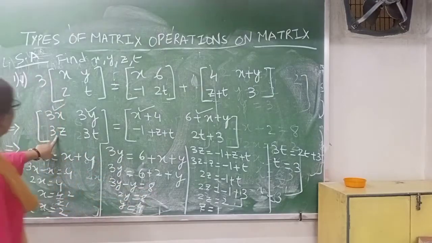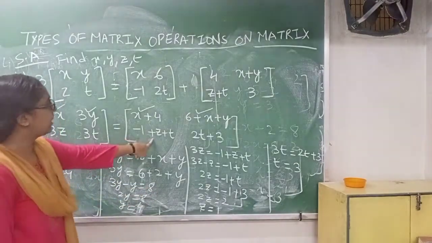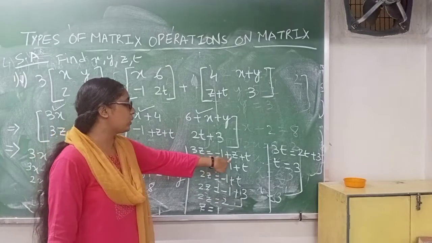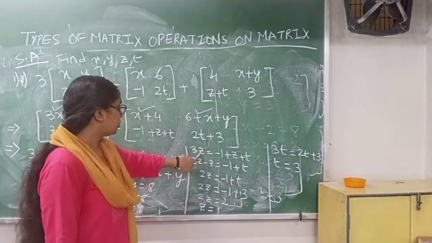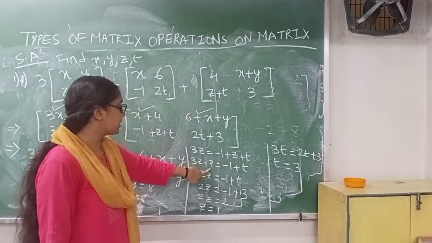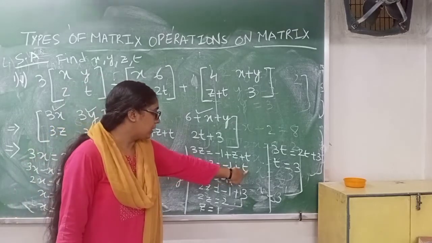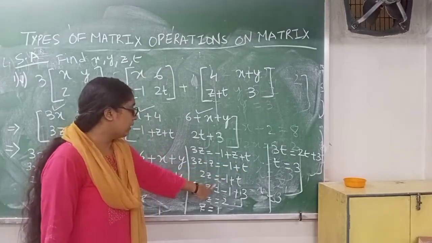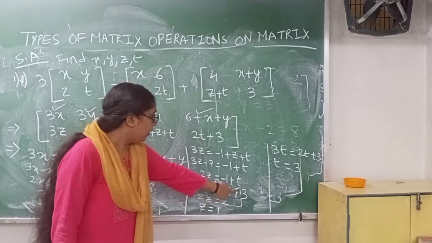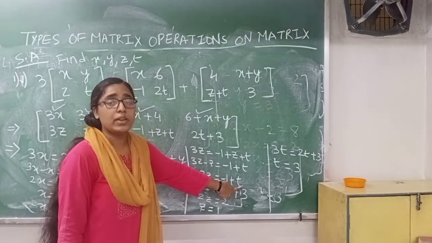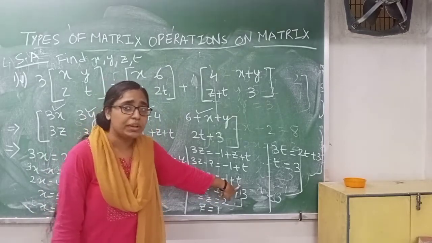Now in the third one, third element 3z and here minus 1 plus z plus t, 3z equals minus 1 plus z plus t. So 3z I will write, plus z I will take this side, it will become minus z, minus 1 plus t. So 3z minus z, 2z equals minus 1 plus t. Now we don't know what is the value of t. First we have to find the value of t. How will we find the value of t?